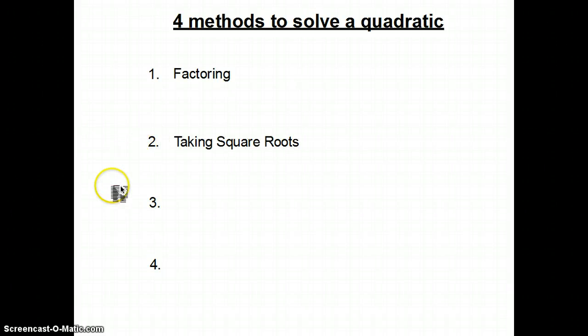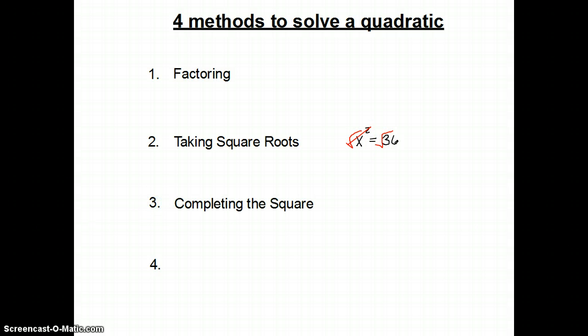Method 1: you factor. If possible, factor your polynomial completely and set each factor equal to 0. Option 2: taking square roots. You can do this when you only have a quadratic term and no linear term, for example, something like x squared equals 36. You simply square root both sides to isolate the x and get rid of the exponent.